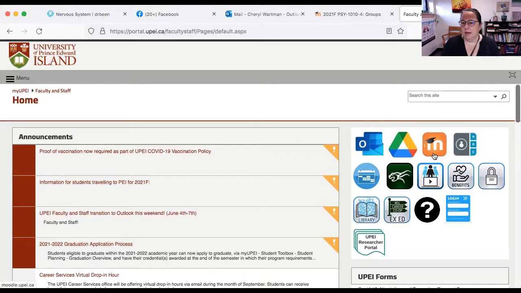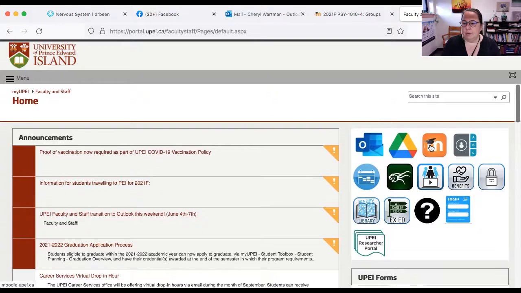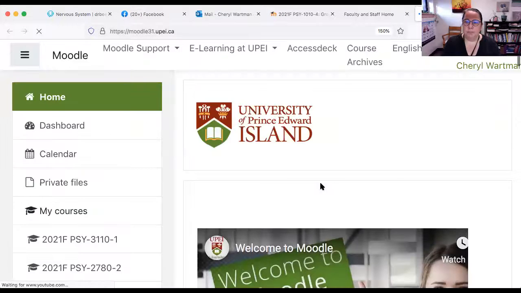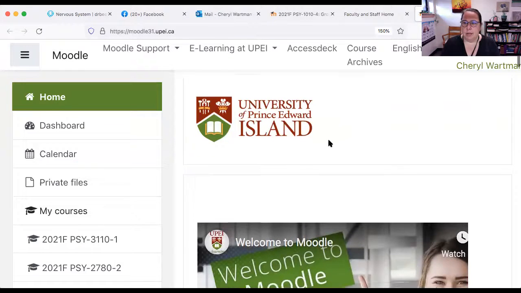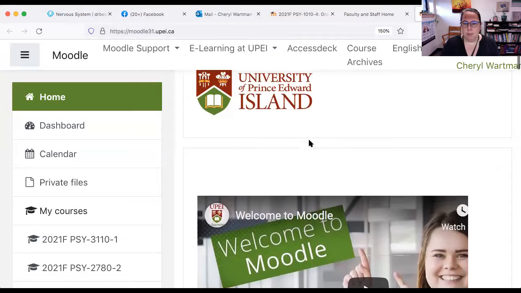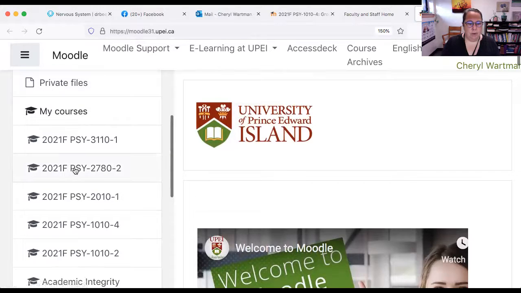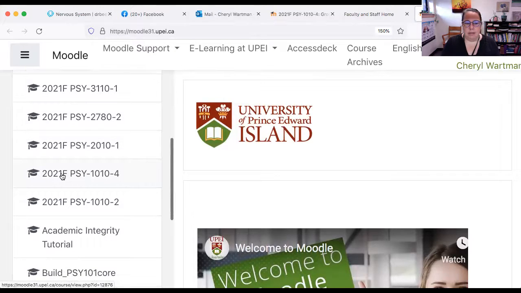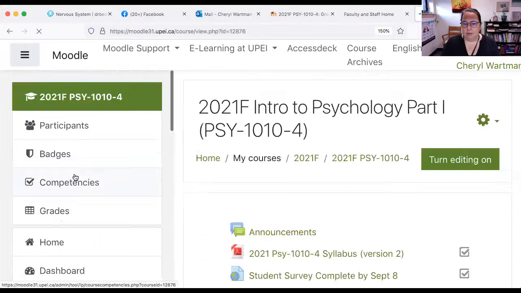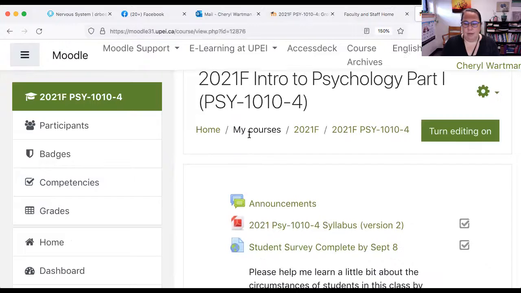So this icon, the orange icon with the grad hat on it, is your UPEI Moodle login. Once you're logged into My UPEI, you automatically log into Moodle. So here is your Moodle space. Now I have to scroll down through my courses and I click on Psychology 1010-4. And there is Psychology 1010-4.